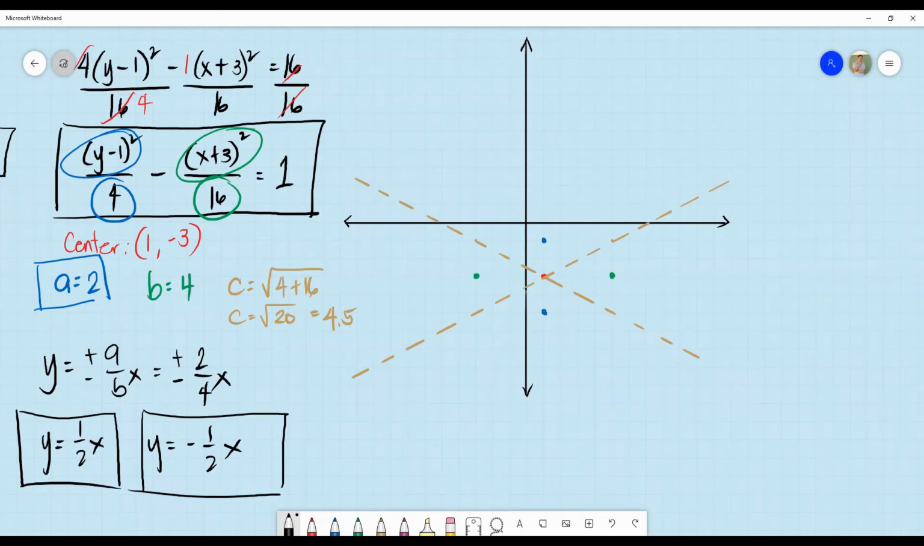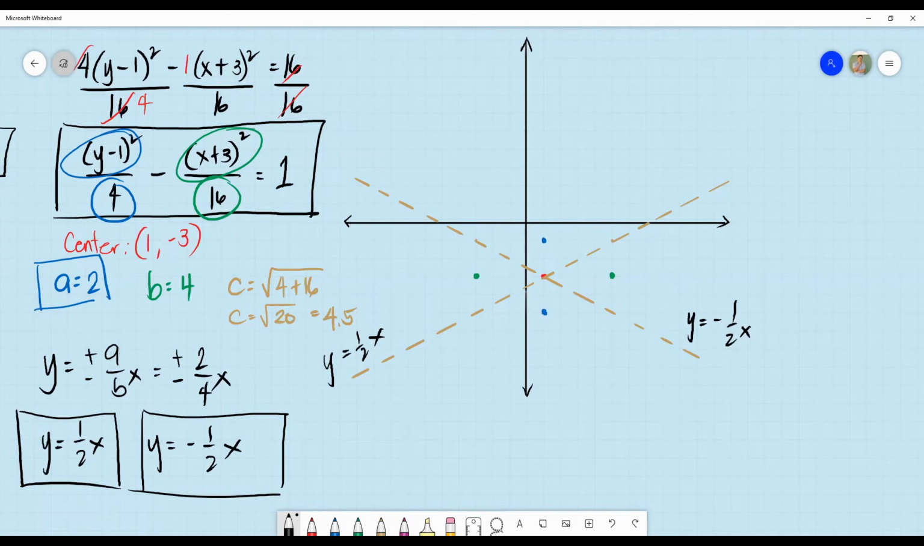Double checking it from our center, 1 step up, 2 steps right, 1 step up, 2 steps right. So we are going back to our asymptotes always. The asymptote that's leaning to the right will always be your positive asymptote. So that's y is equal to 1/2 x. And the one that's leaning to the left will be your negative asymptote. So that's y is equal to negative 1/2 x.